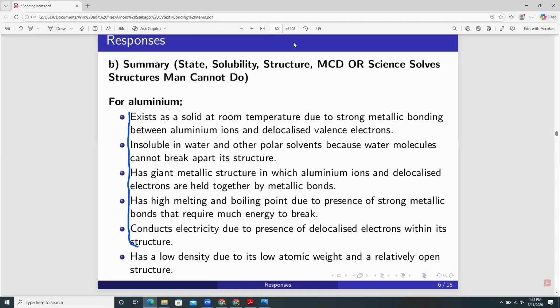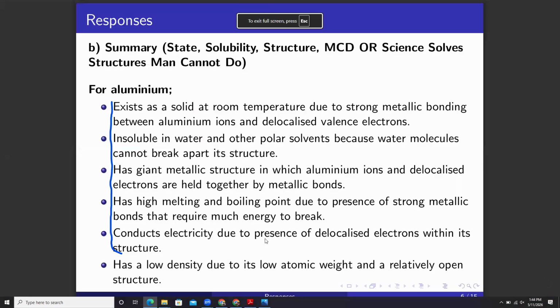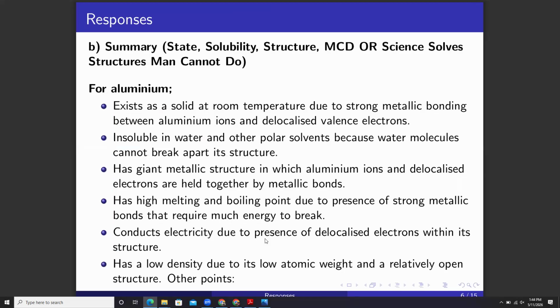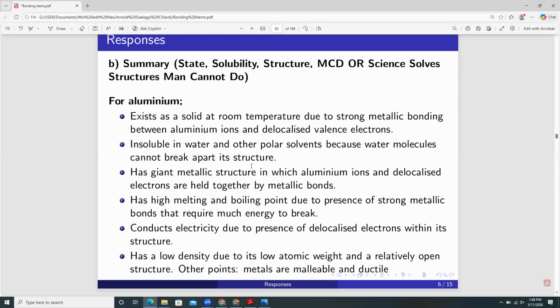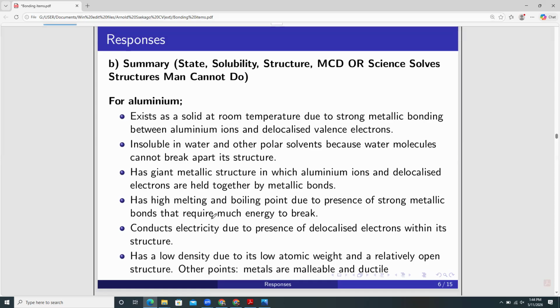However, there are also others here, which a serious learner can as well give. What are those other properties? So other points, we can also have malleable and ductile. Metals are malleable and ductile. Let me write something here. There is also another one which I have just recalled. They also conduct heat, by the way.